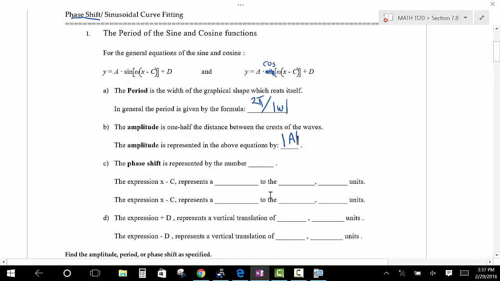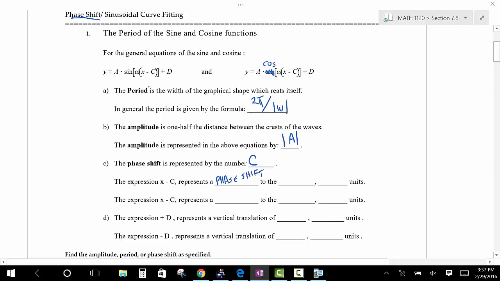Now the phase shift, that's what's different now. That's what this C does. So if you have an x minus C, we're going to say that that represents a phase shift. You need to write phase shift as C in this formula. So we're going to say that that is a phase shift.